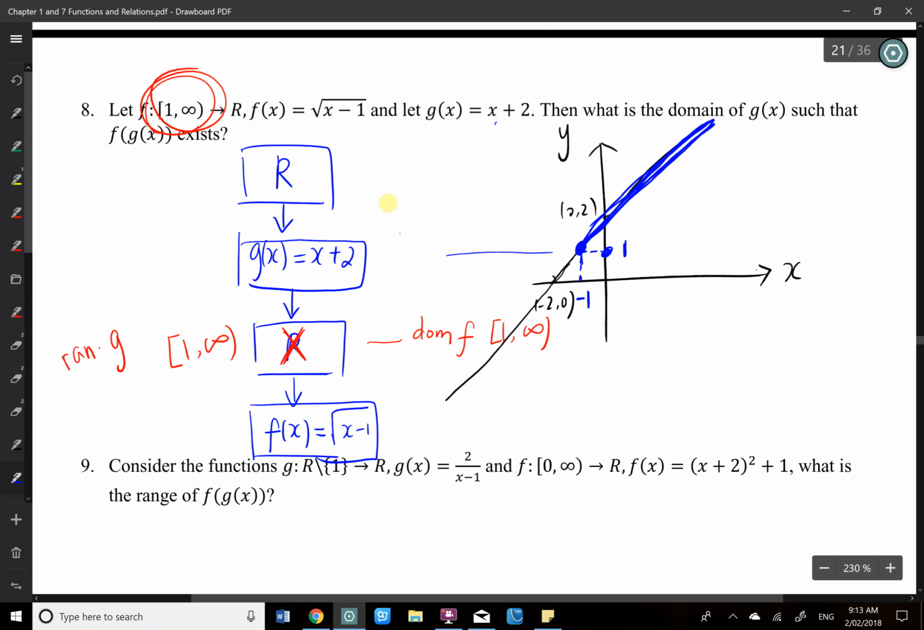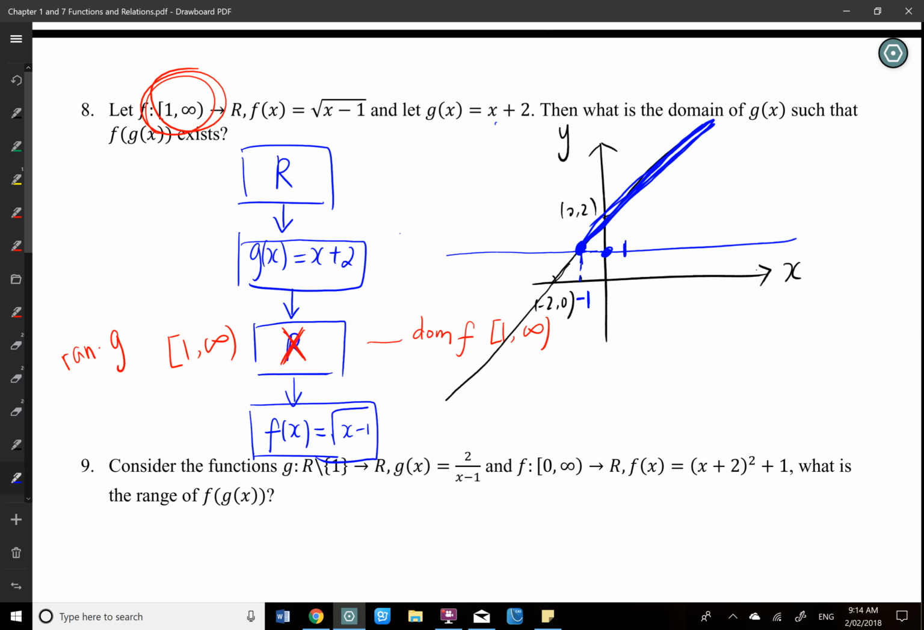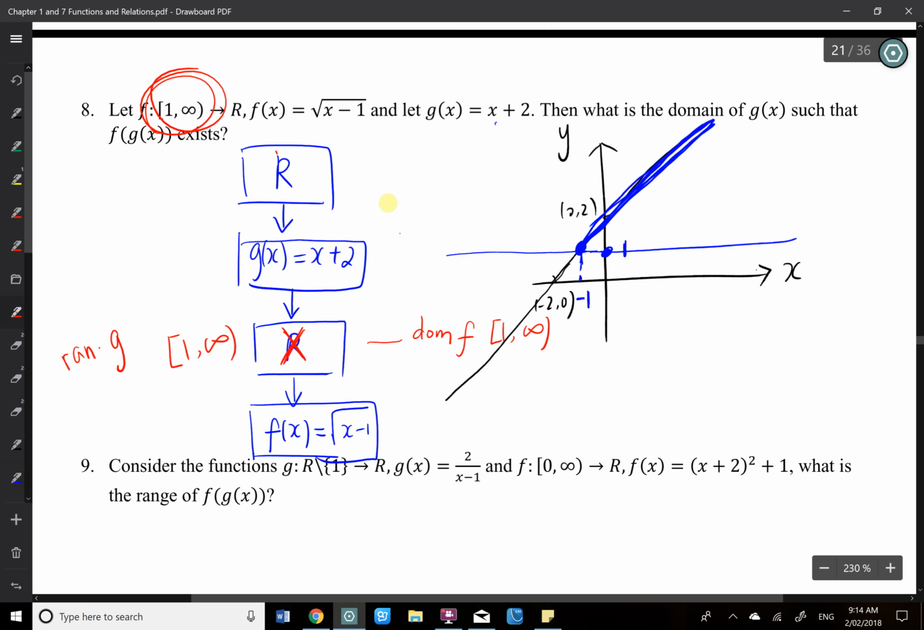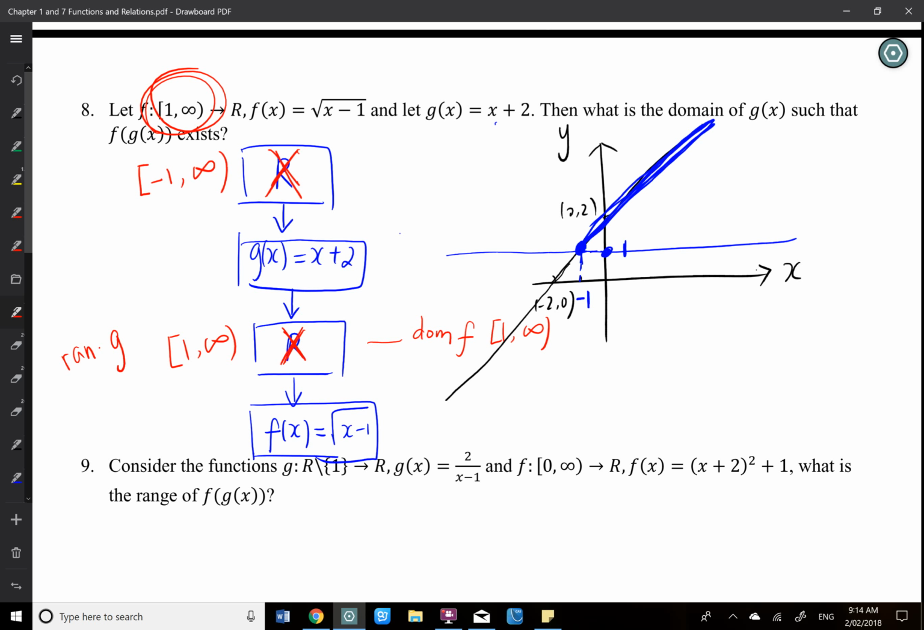If I extend this line, I want something from level 1 to infinity, which is this part of the graph. So what x can give me this part of the graph is from negative 1 to infinity. You can see if you draw a vertical line down, it's all mapping to this part. So I can't have the rest. What I can have is -1 to infinity.